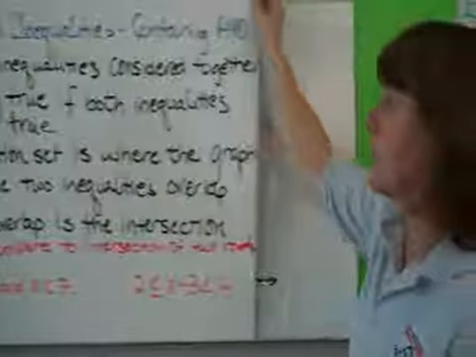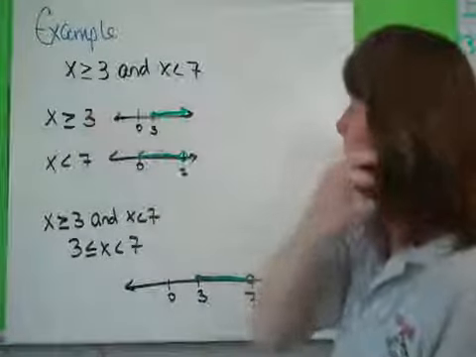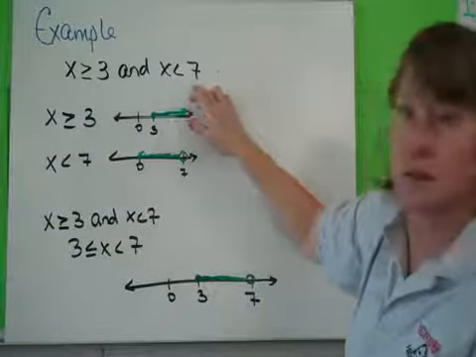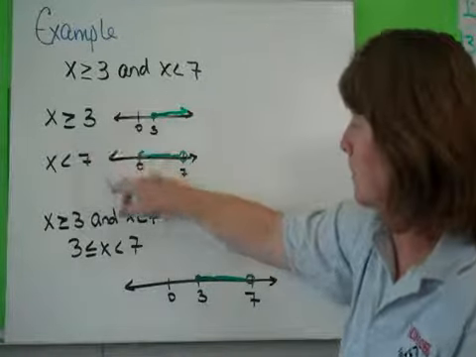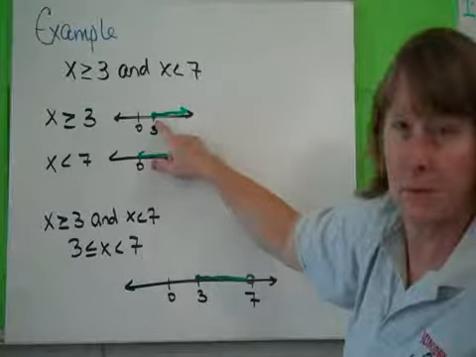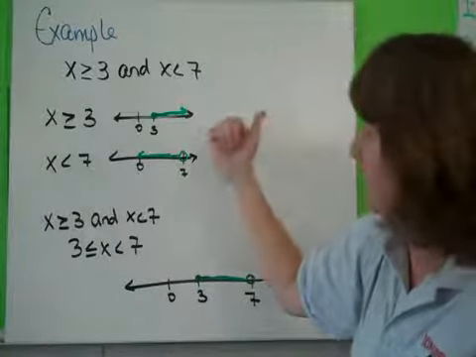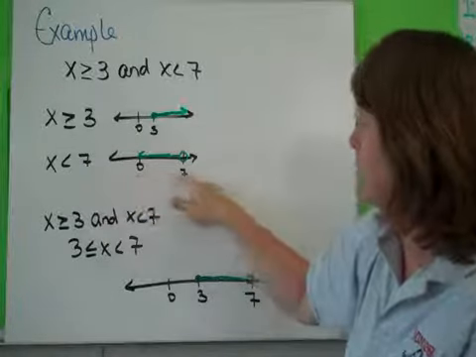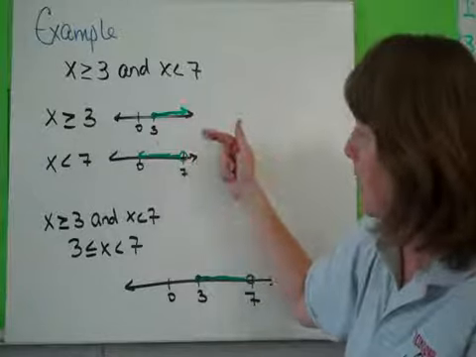Let's look at some examples. We have x is greater than or equal to 3 and x is less than 7. If you were to graph x is greater than or equal to 3, it would be the dot. You have to include the point of 3, and the arrow would point this way because it's greater than. X is less than 7. This one would be the circle because it's not equal to, and it would point this way.